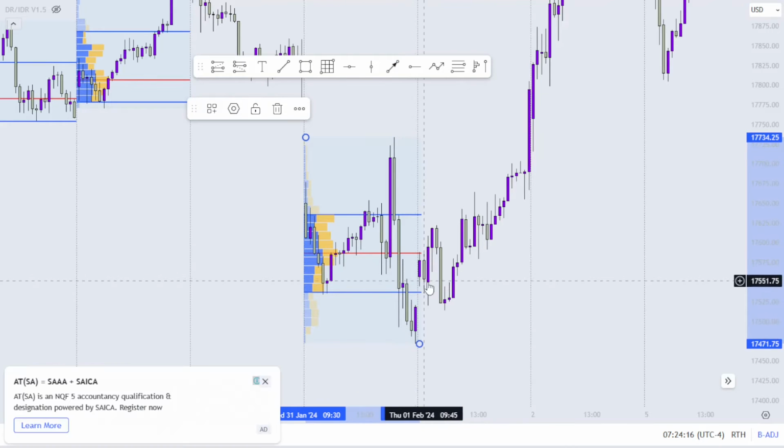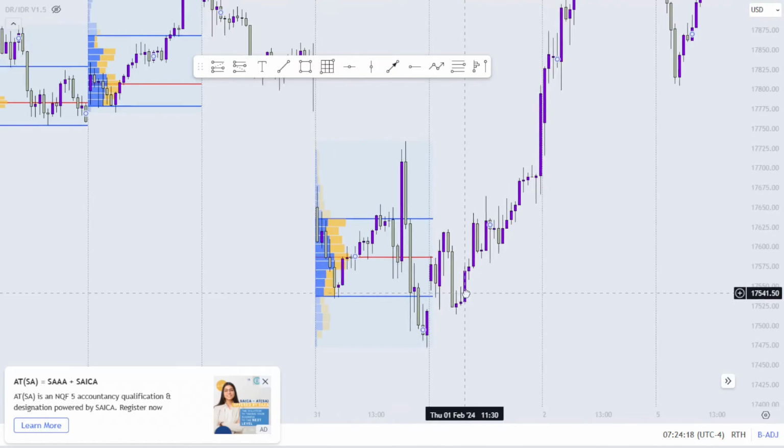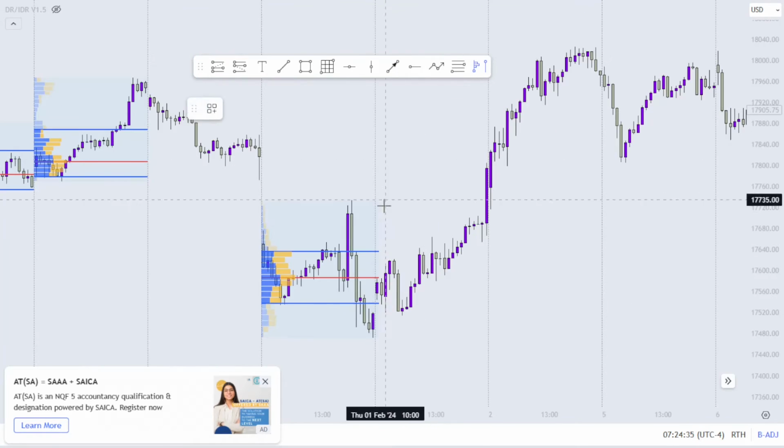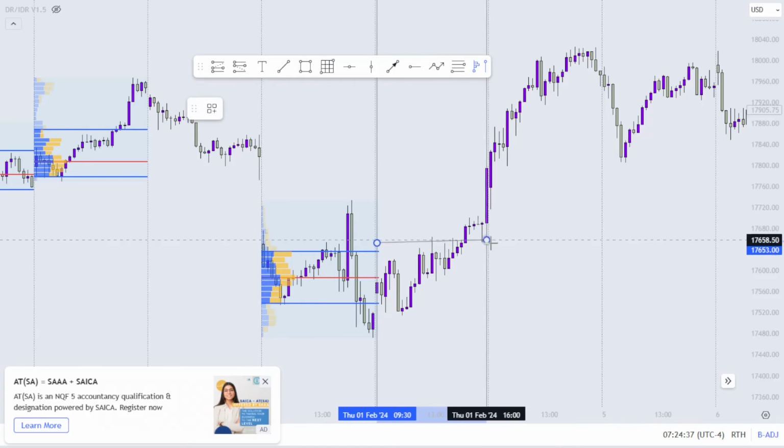Perfect example. Another one. We open in the value area, and what did price do? Price immediately pushed up and chased the point of control. So as you can see, this point of control acts as a magnet. Let's look at a few more examples.